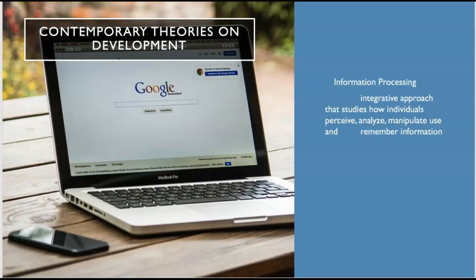The next theory is the information processing theory, which is an integrative approach that studies how we perceive, analyze, manipulate, and remember information. And I have a picture of a computer here because the information processing approach developed out of the development of the computer back in the 1940s and 1950s. So as developmentalists started to see how computers were inputting, processing, and outputting information, they started to realize that our human body was kind of the same way.